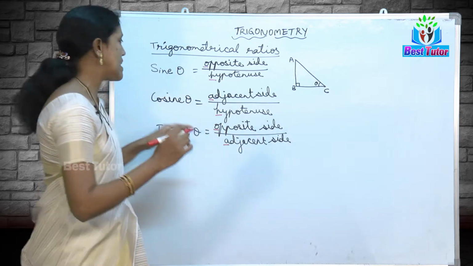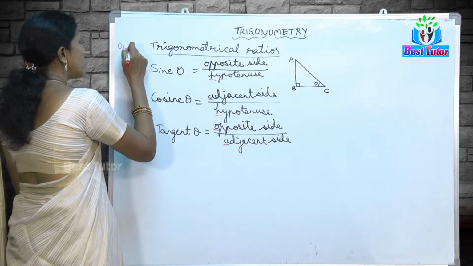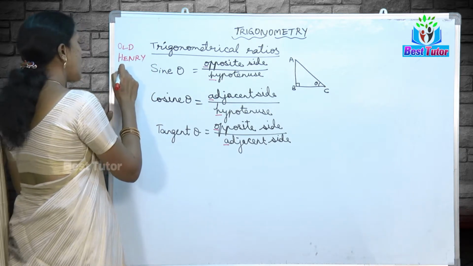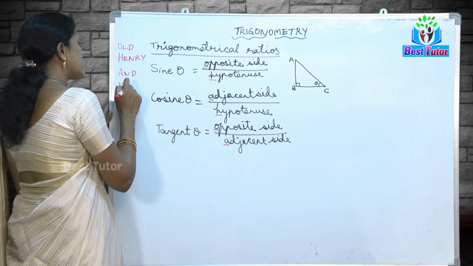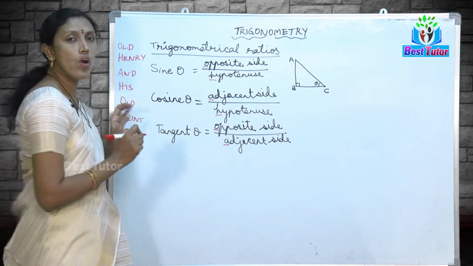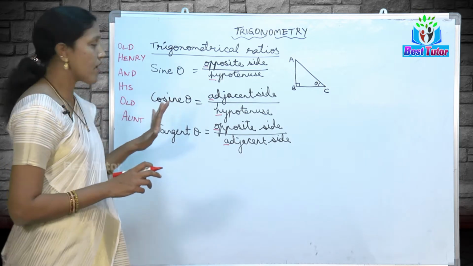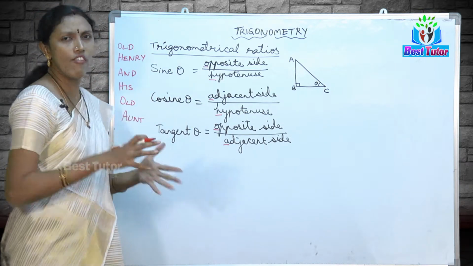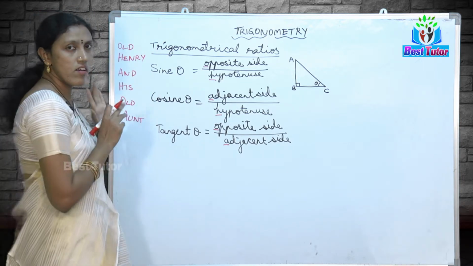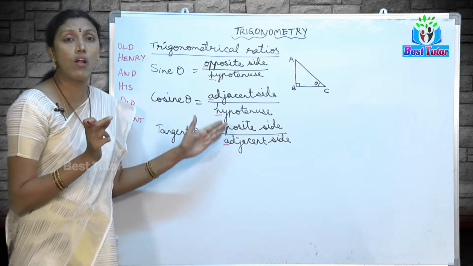Let us frame a simple sentence with that. I am going to frame a simple sentence like old Henry and his old aunt. It's a simple sentence. It's very simple for us to remember, right? We can assume that old Henry and his old aunt have gone somewhere to buy something or whatever it is. So I am going to make use of these 6 words. Using these 6 words, this simple sentence will help us to remember all the 3 ratios.